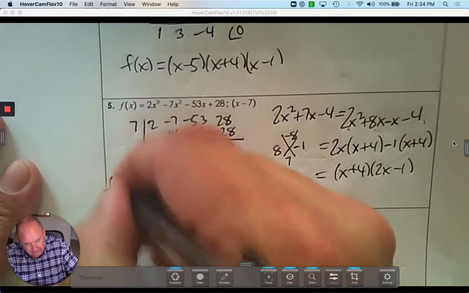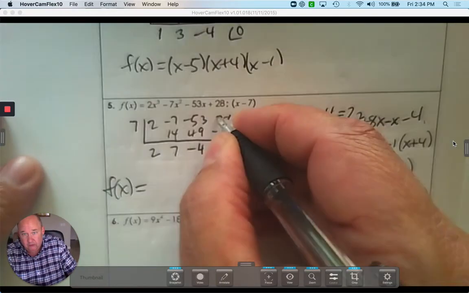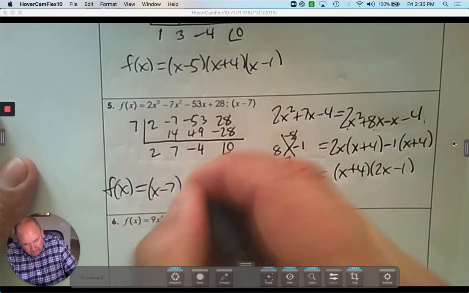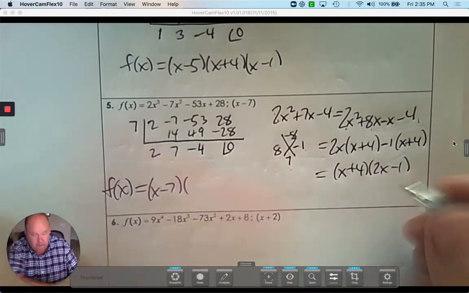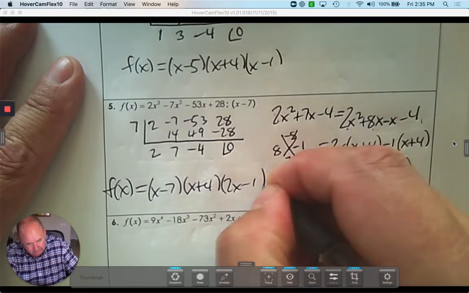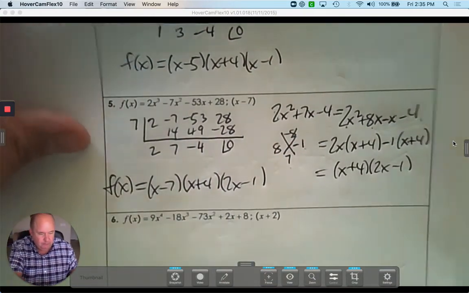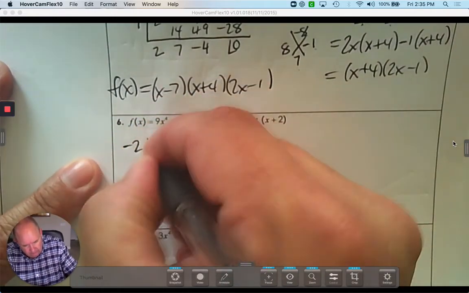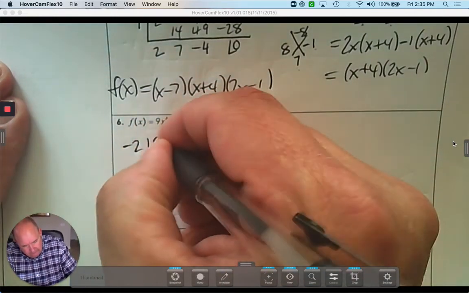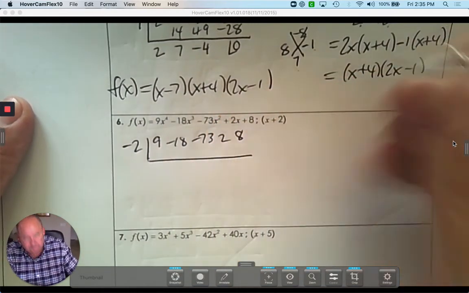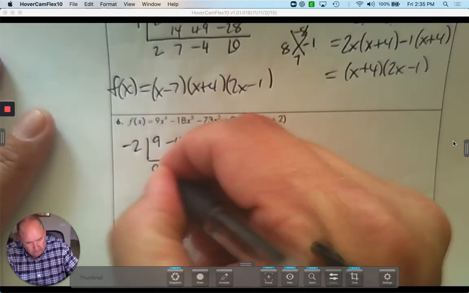We're not done yet. The goal was to take the original function and write it in factored form. So the first factor that was given, x minus 7, and then the two that we found, x plus 4 and 2x minus 1. Done. Number 6. Again, the factor that's given, the 0 is negative 2. That's 9, negative 18, negative 73, 2 and 8. We're going to do the division here.